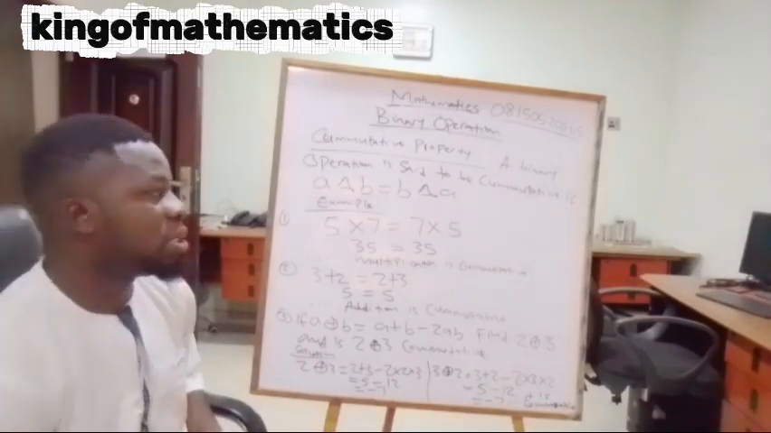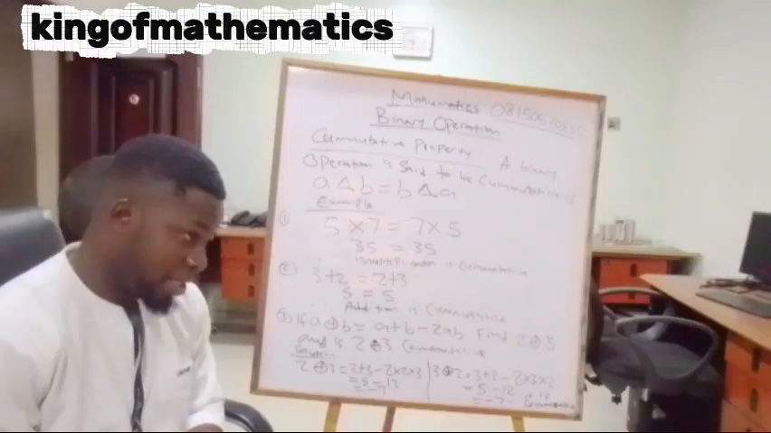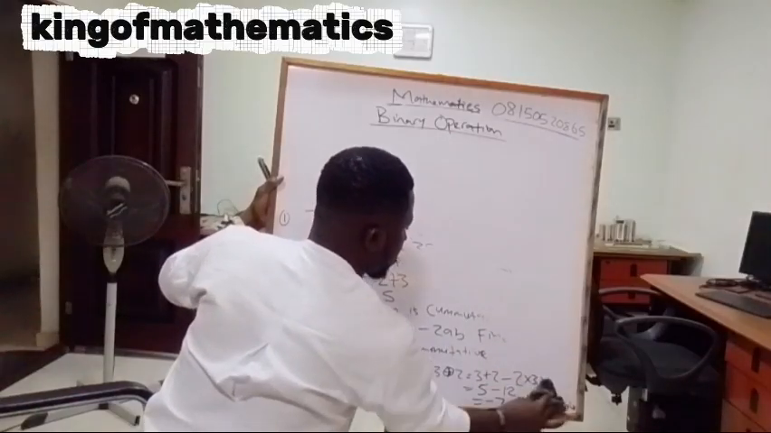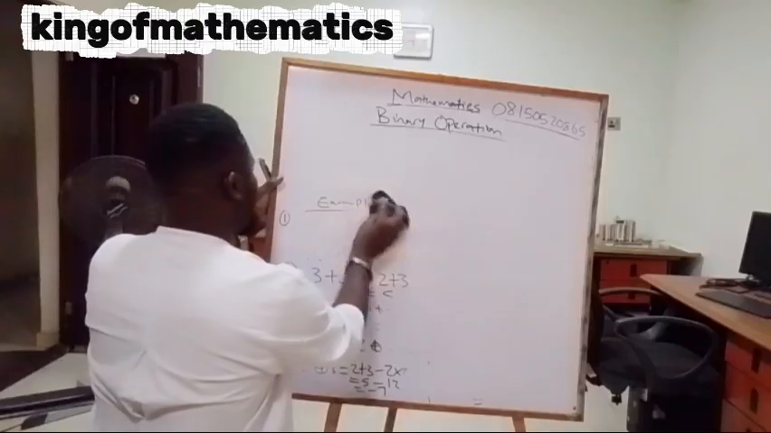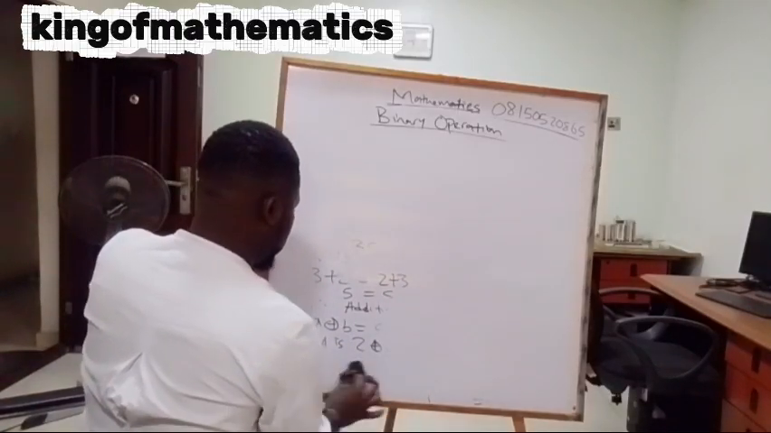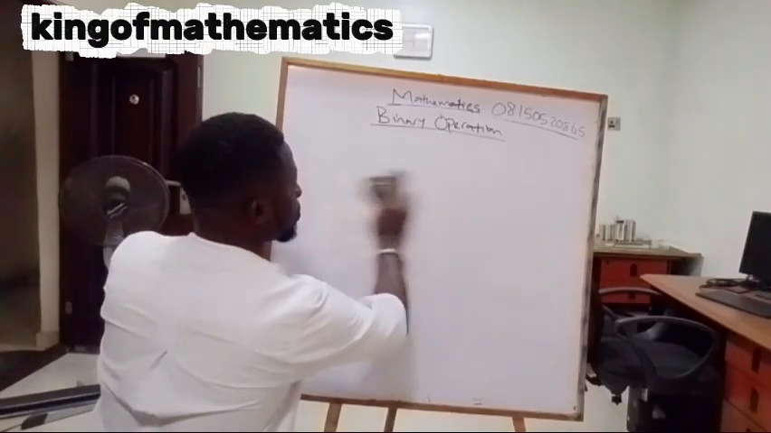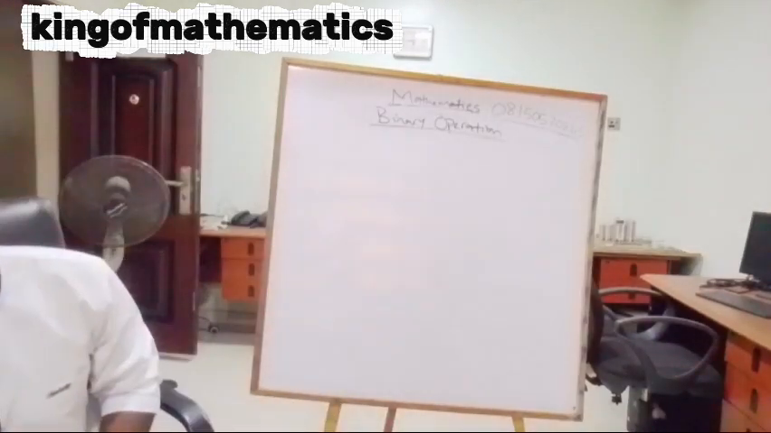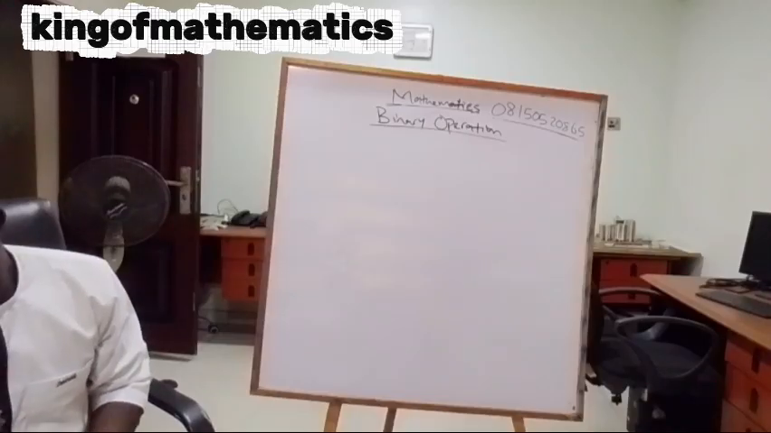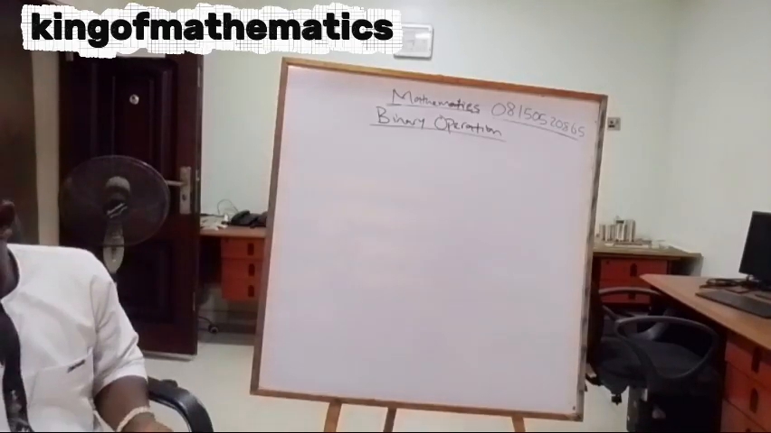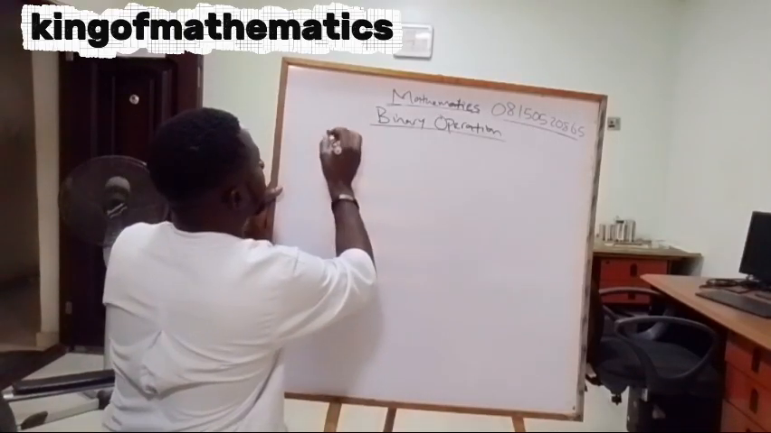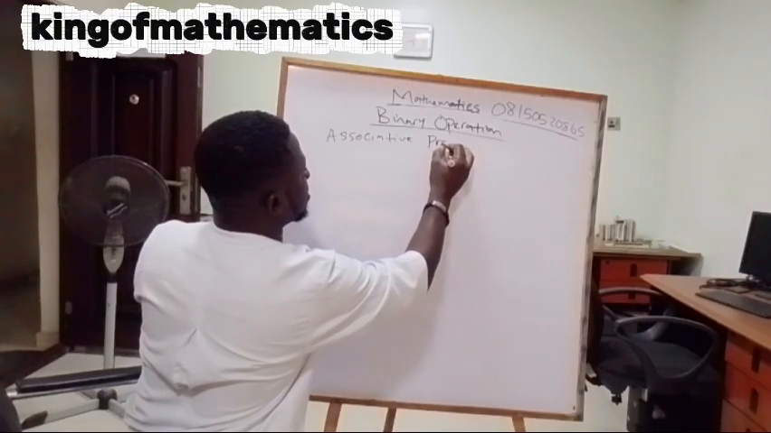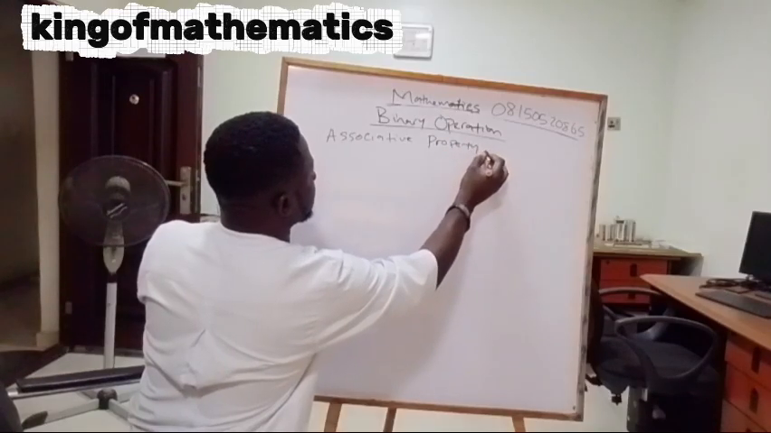All right, so let me rub off this. Let's go to associative property.